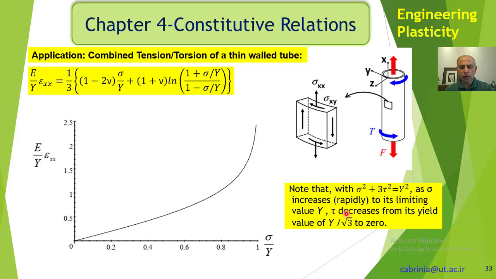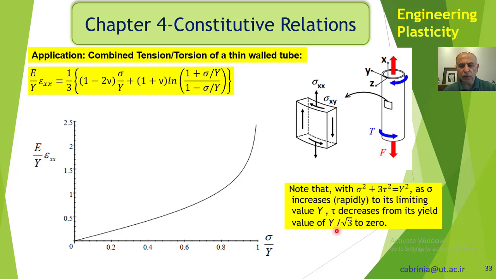That is what rigid plastic means. Note that as sigma reaches y and the curve goes like that, tau decreases from its yield value of y over root 3 to 0. If you put sigma equal to 0, you get tau equal to y over root 3, and if you put sigma equal to y, you get tau equal to 0. So as sigma increases to y, tau decreases from y over root 3 to 0, because when sigma is 0, we have only torsion.